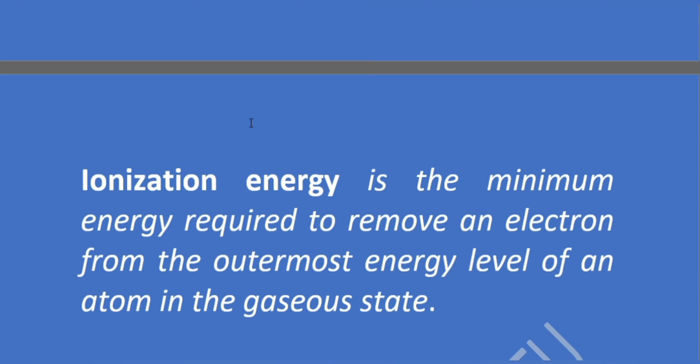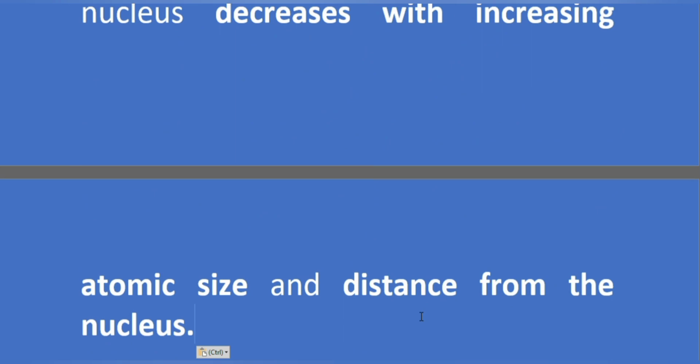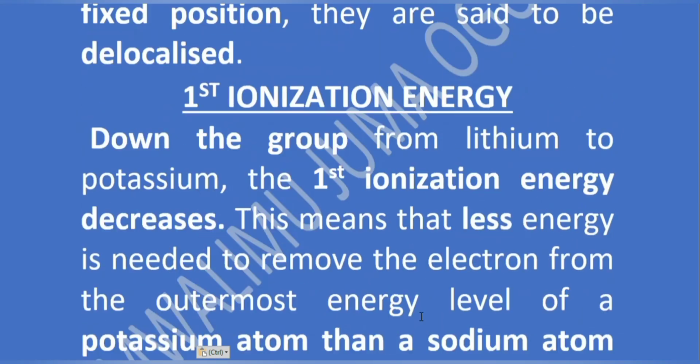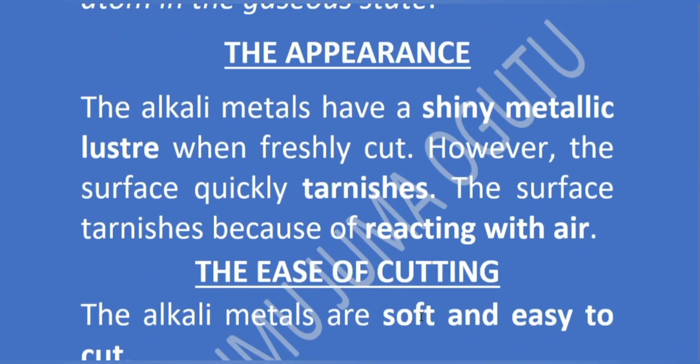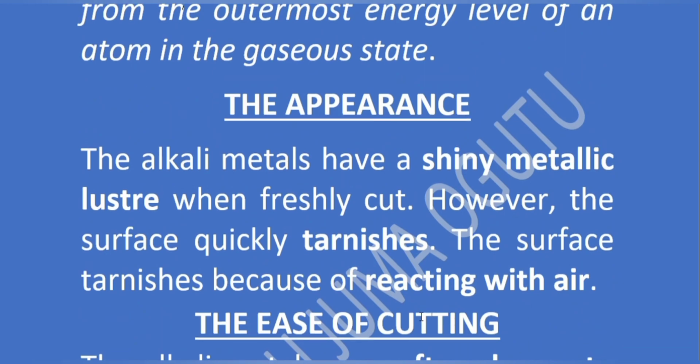Let's now explain the information in the table. The appearance, the boiling point, the melting point, the ease in cutting of these elements. The first group that we are looking at. Now let's begin with the appearance.